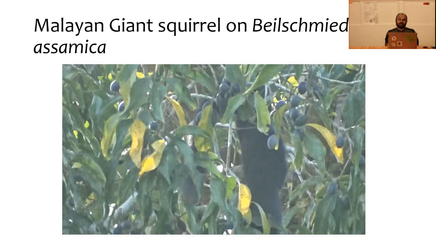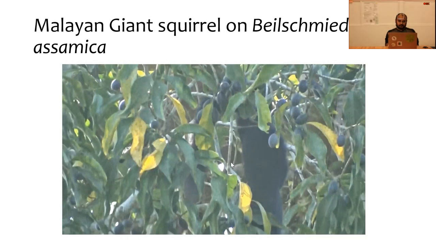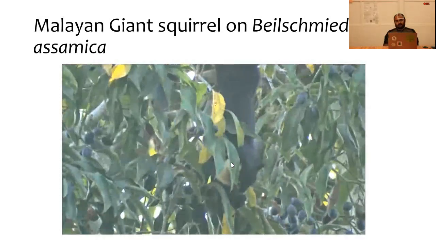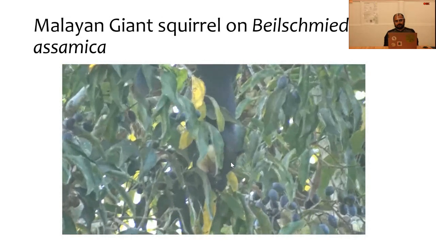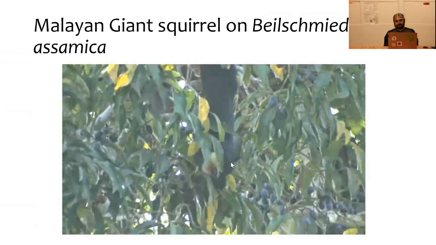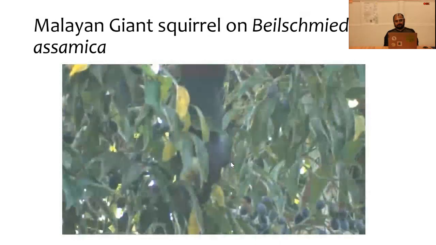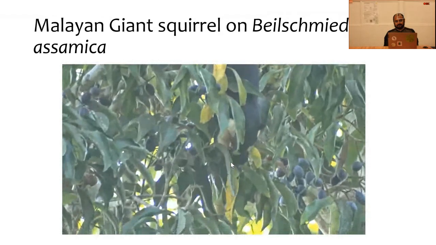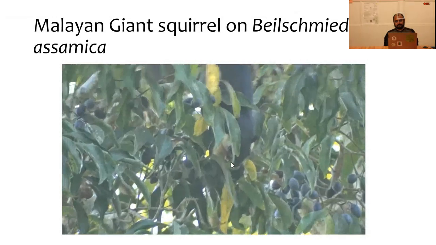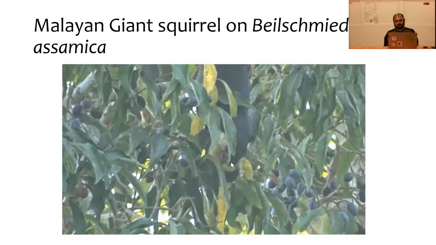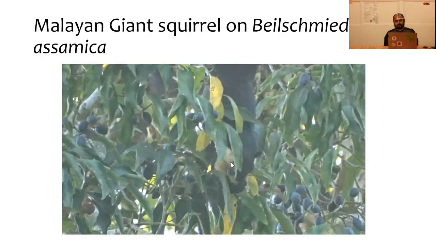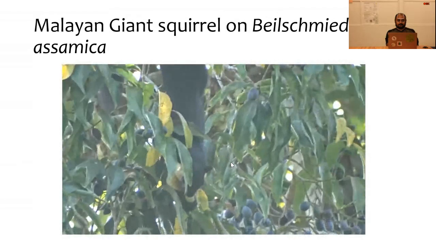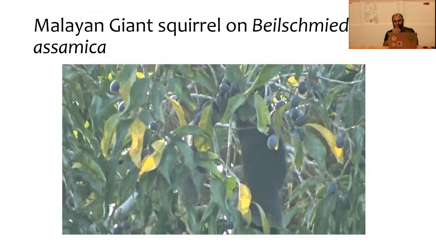So here is a giant squirrel which is eating Walsmedia assamica fruit. Please notice how they are handling it. Basically, what they're doing is, you see those black fruits, and they're eating their pulp.